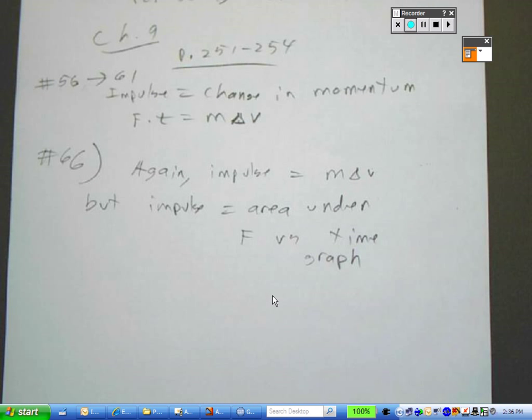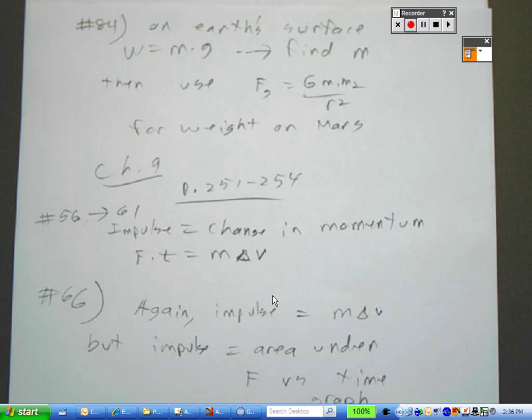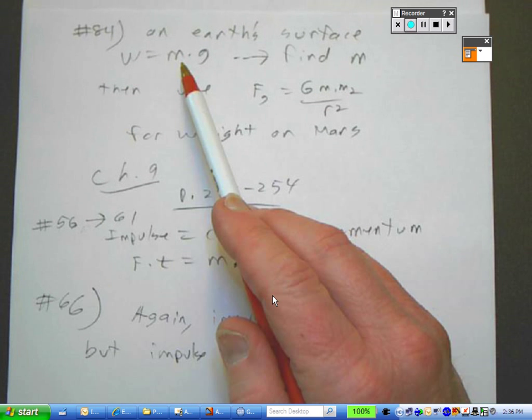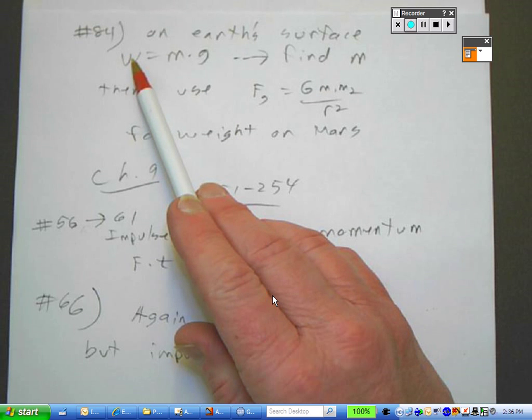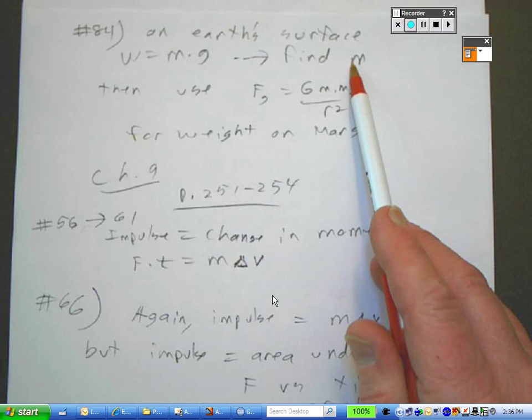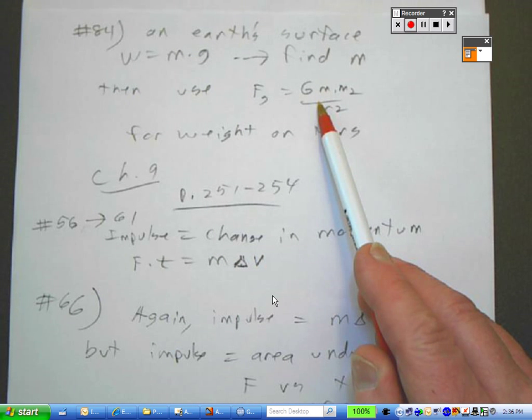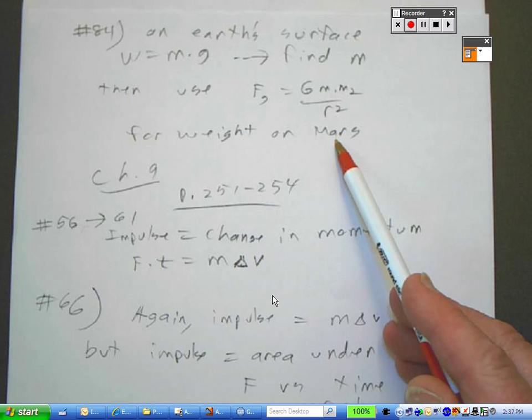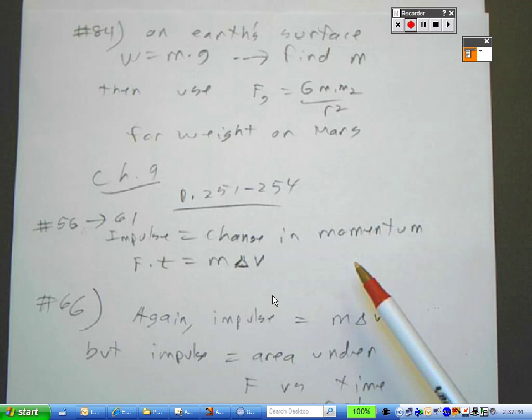For the final problem that I'd like to help you with on this chapter 7, would be number 84. You'll find number 84 on page 193. And number 84 says if you weigh 637 on Earth's surface, well, take a look here. If you know the weight, you should be able to divide by g, which is 9.8 on the Earth's surface, to find the mass. Then you could use the general force of gravity formula to find the weight or the force of gravity on Mars. This is a good hint.